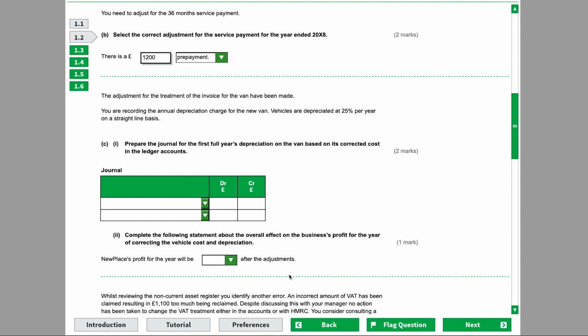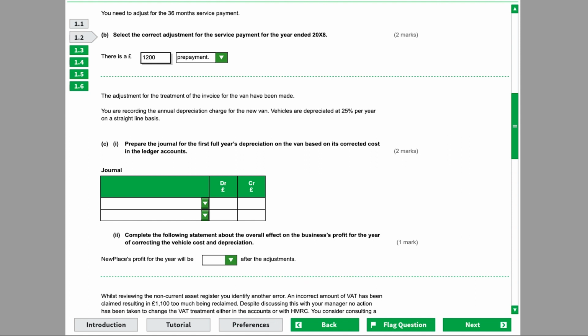The adjustment for the treatment of the invoice for the van has been made. You are recording the annual depreciation charge for the new van. Vehicles are depreciated at 25% per year on a straight line basis. C, part I then. Prepare the journal for the first full year's depreciation on the van based on its correct cost in the ledger accounts. To do this then, we'd first need to calculate our depreciation, which it states in the question is 25% per year on a straight line basis.